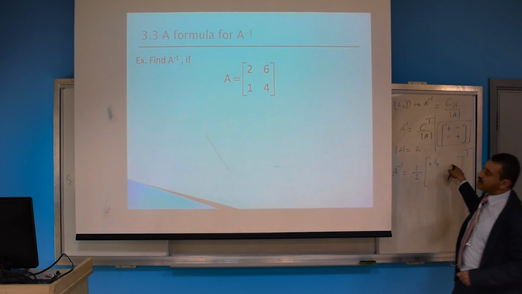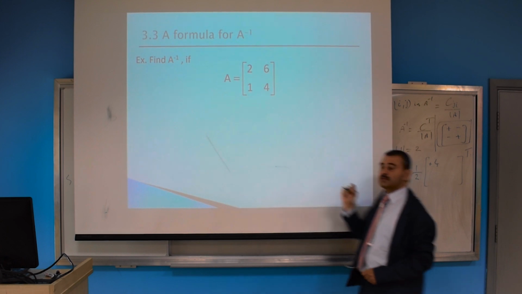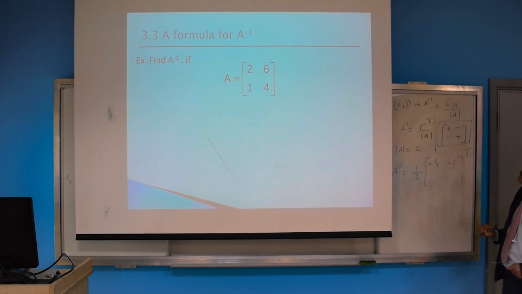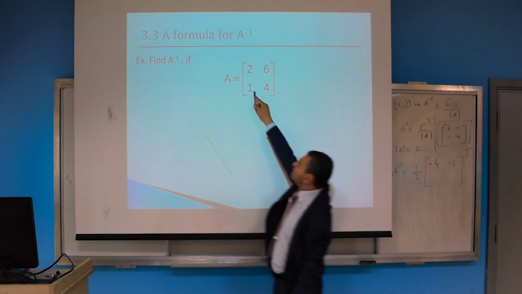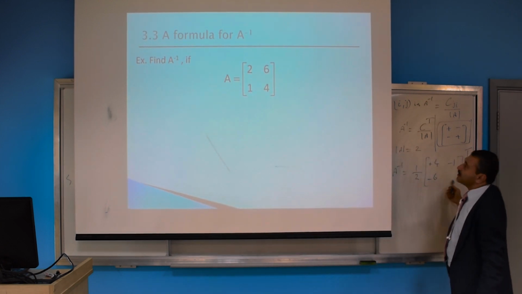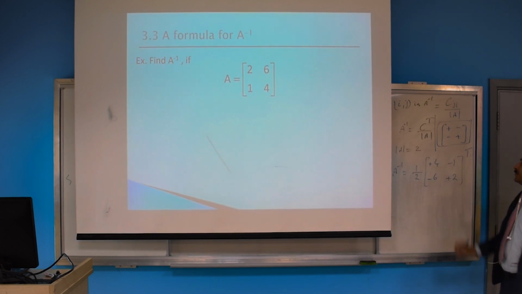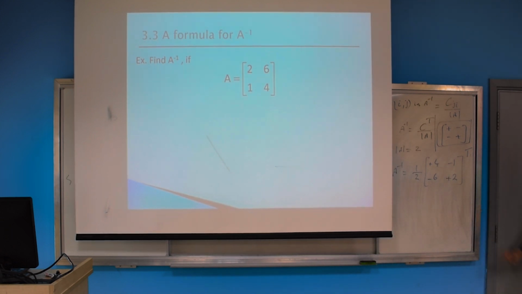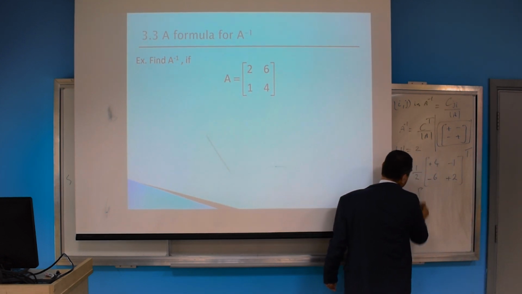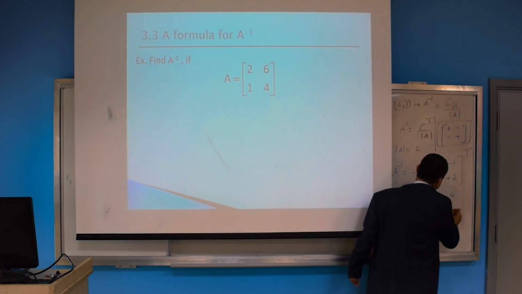And then for this entry, cover the row and column. So I'm going to write 1 with positive or negative sign, negative. And for this guy, cover negative 6. For this guy, positive 2, positive 2. The final step is to do the transpose, to change the rows and columns. You will get 4, negative 1 as a column, and then negative 6 and 2 as a column.